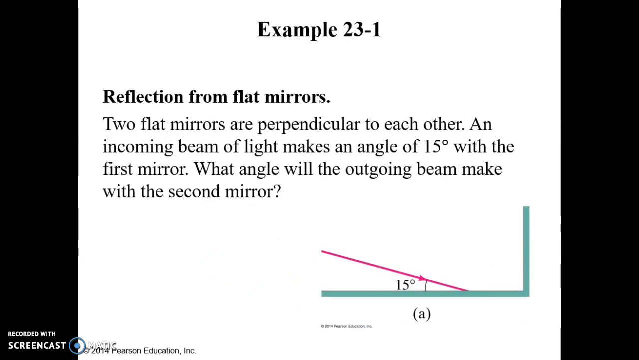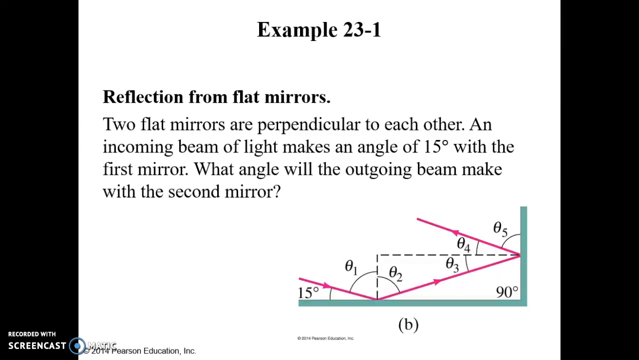For our first example, we have two flat mirrors that are perpendicular to each other. An incoming beam of light makes an angle of 15 degrees with the first mirror. What angle will the outgoing beam make with the second mirror? Well, first, let's sketch the path of the beam as it reflects off the two mirrors, and draw the two normals to the mirrors for the two reflections. Then just use geometry and the law of reflection to find the various angles.